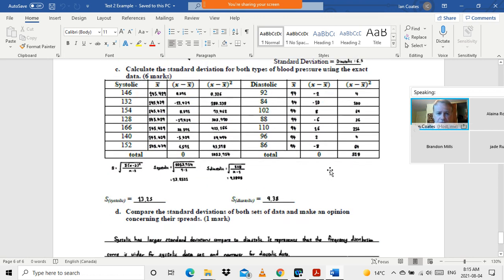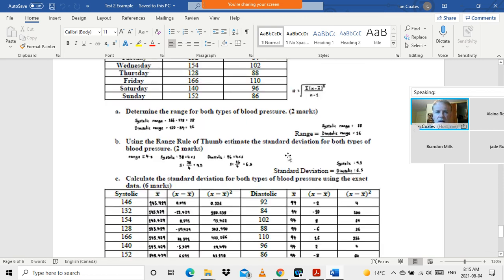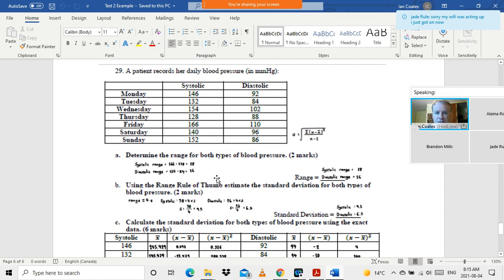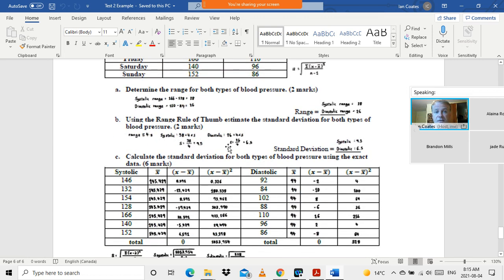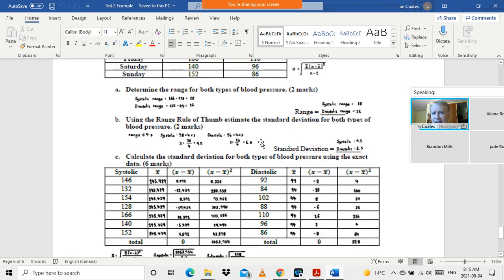This one was a good one. The majority of people did really well. Here I was looking for the range for both of these. So you take your highest minus your lowest, and you get a number. I think 38 and 26. That's what I was looking for, 1 mark each, using the range rule of thumb. Using that formula, let me know the estimated standard deviations for both of these data sets. I think it was 9.5 and 6.5.